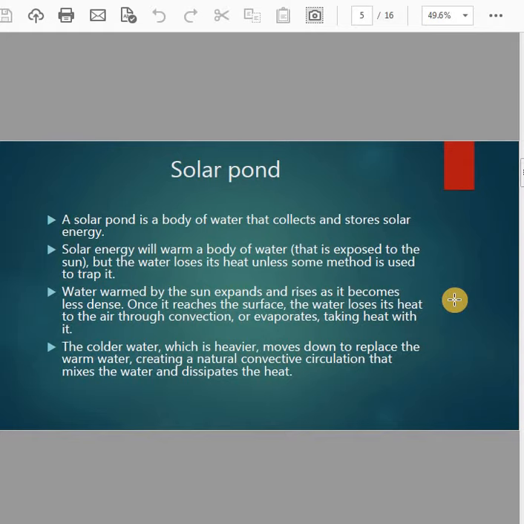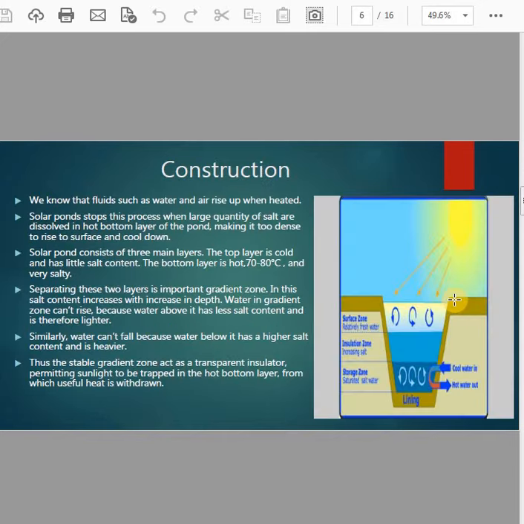In a solar pond, warm water from the sun rises and becomes less dense once it reaches the surface, and the water loses its heat through convection or evaporation, taking heat with it. Then the colder water, which is heavier, moves down to replace the warm water, creating a natural convection circulation that mixes the water and dissipates the heat.